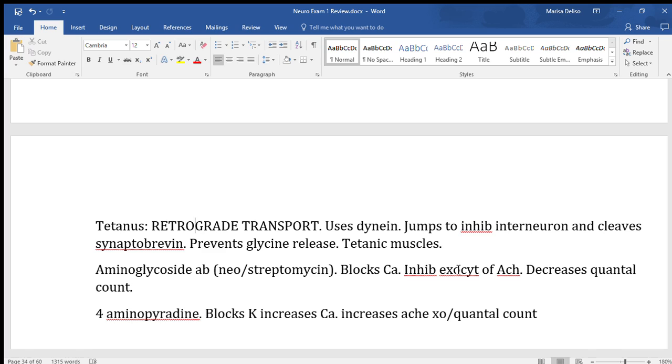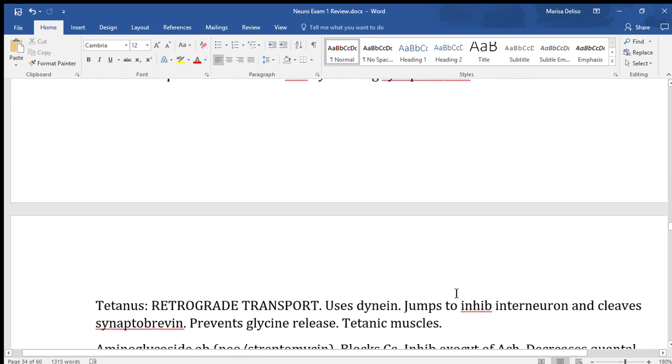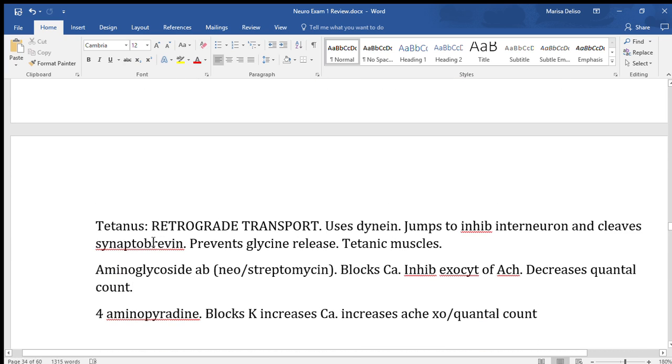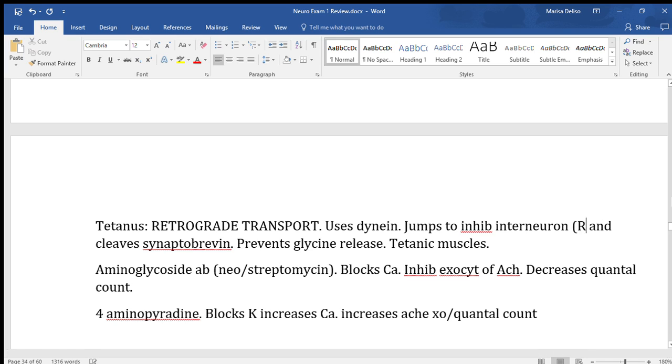Renshaw cells. So Renshaw cells are the glycinergic interneurons in the spinal cord. They might ask something like that on your exam. So what they do is they jump to these inhibitory interneurons, also called Renshaw cells, and they inhibit the Renshaw cells. So that prevents the glycine release, causing the tetany.